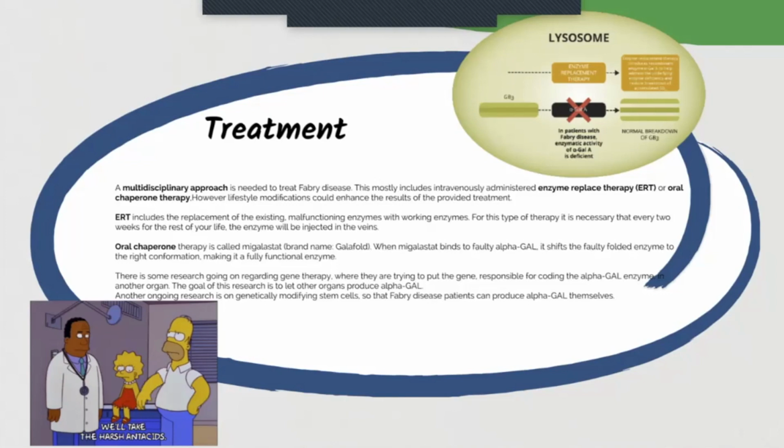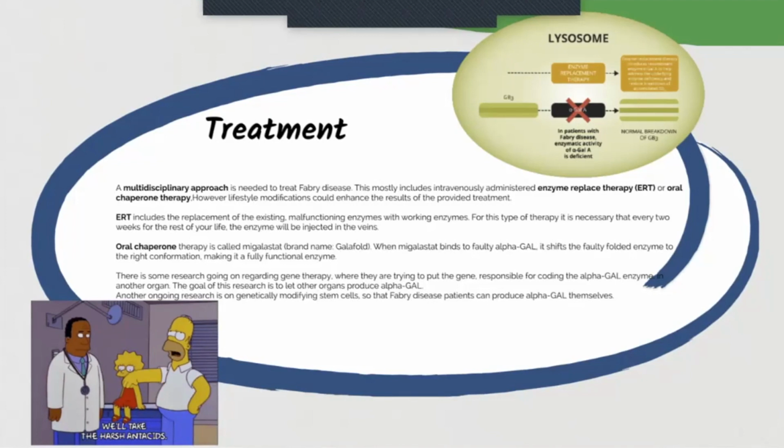ERT includes the replacement of the existing malfunctioning enzymes with working enzymes. For this type of therapy, it's necessary that every 2 weeks for the rest of your life, the enzyme will be injected in the veins. Oral chaperone therapy is called Galafold. When Galafold binds to the faulty alpha-galactosidase, it shifts the wrongly folded enzyme to the right conformation, making a fully functional enzyme.